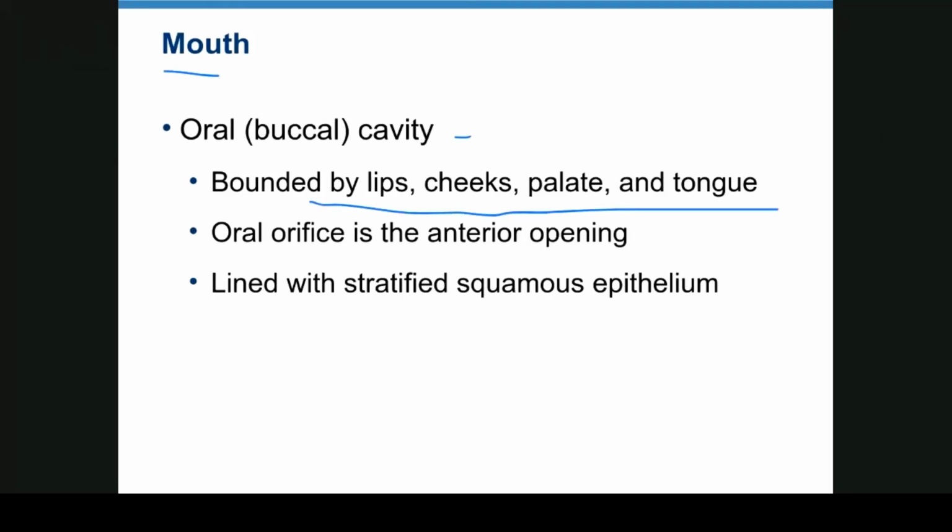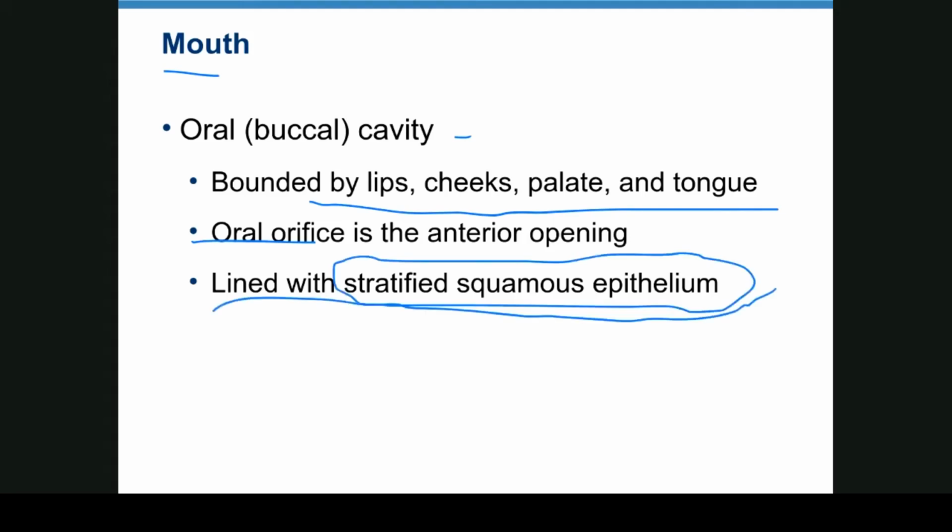tongue. The oral orifice is the anterior layer, also outer layer, lined with stratified squamous epithelium. And you can always remember, if it's something that has a lot of friction on it, it's going to be stratified squamous epithelium because it's the thickest epithelium there is. And this is a place we get friction because we eat potato chips and crunchy foods.